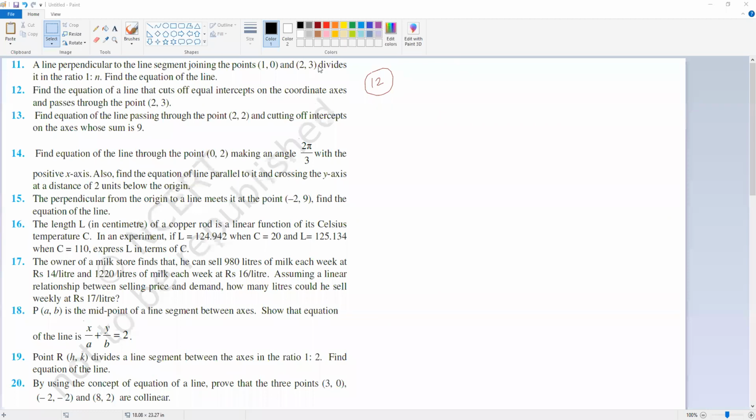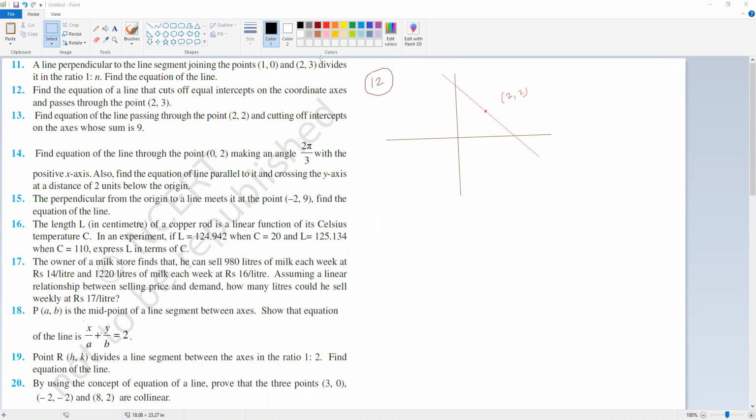So, rough picture. It cuts off equal intercepts. That means both the x-intercept and the y-intercept are the same. And also one more thing, it says it's passing through the point 2 comma 2. So there is a point here, 2 comma 2, and the line is passing through that. So the line will be like this.